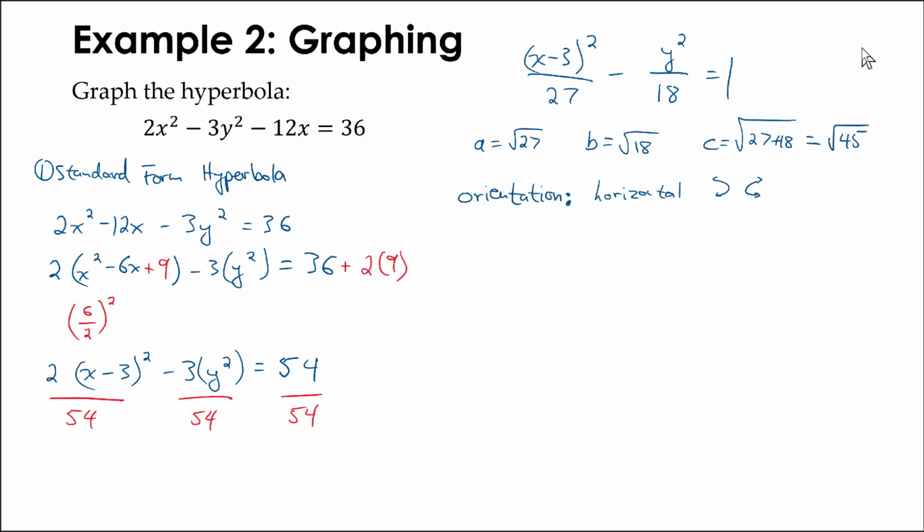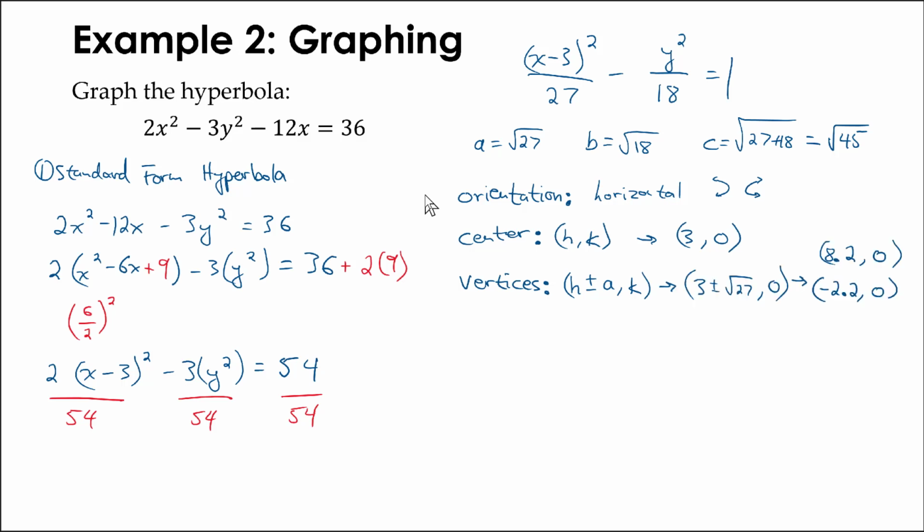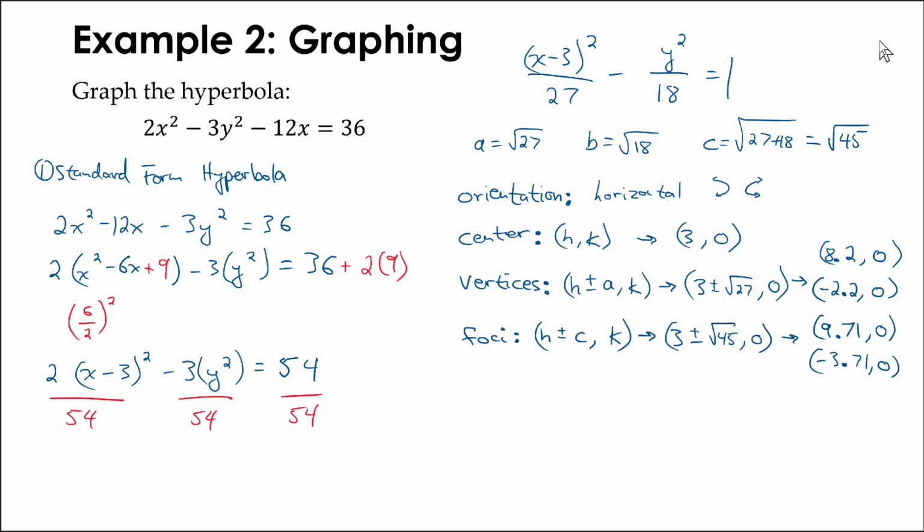We can determine our orientation. We can find our center. We can find our vertices. Again, this is just using a, b, c, h, and k. We can find our foci, and we can find our asymptotes, okay? And these are all just coming from that second or third slide that I showed you guys. We've got all these formulas here.